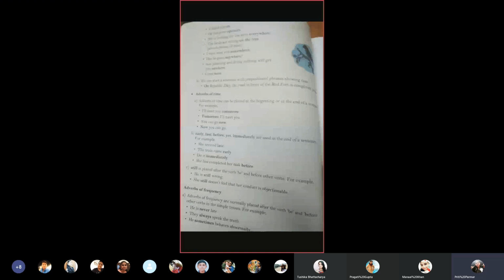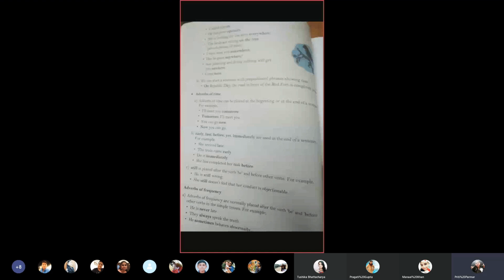For example, he is still wrong. She still doesn't feel that her conduct is objectionable. Now, be words are is are wale words. Okay. So to be wale words में is are से it is kept before the adverb still is used before. Sorry, is used after the verb, and otherwise still is used before it.